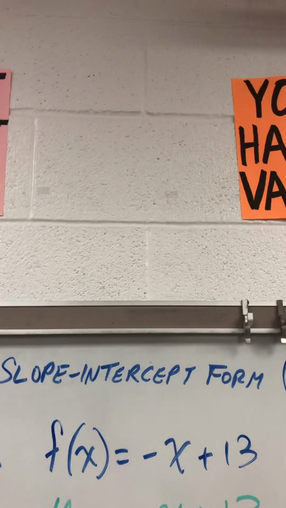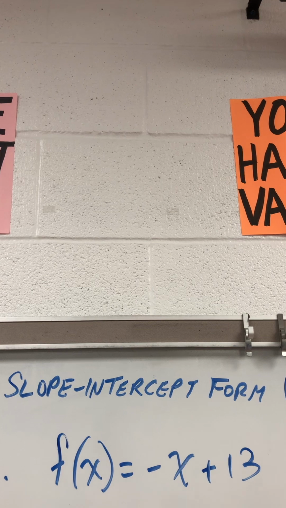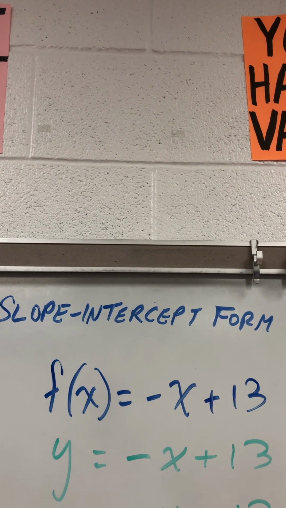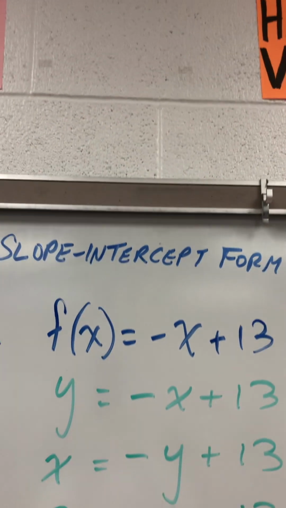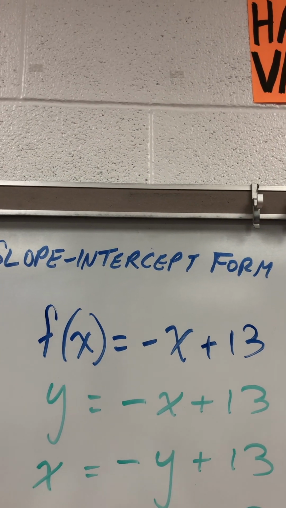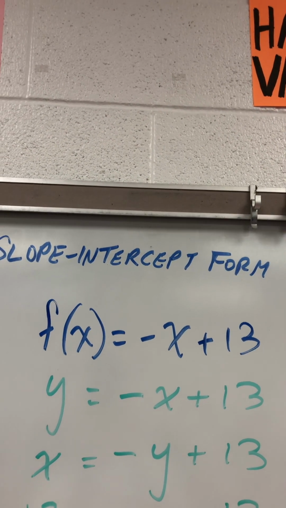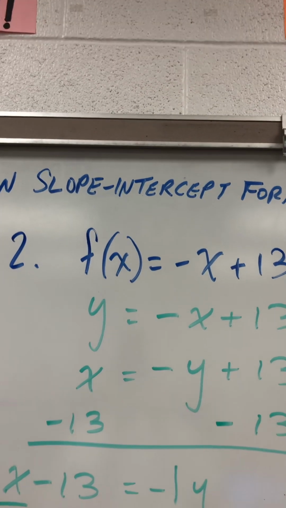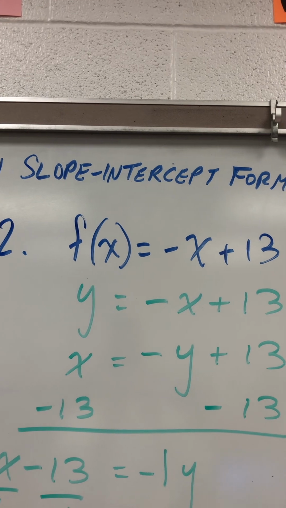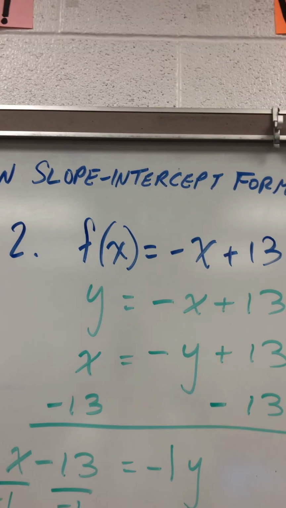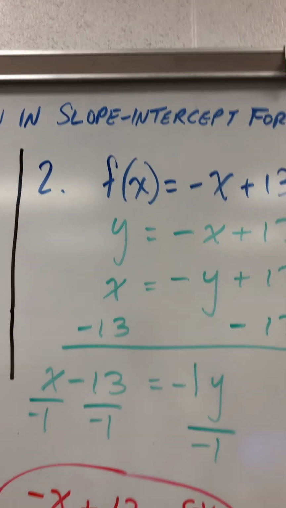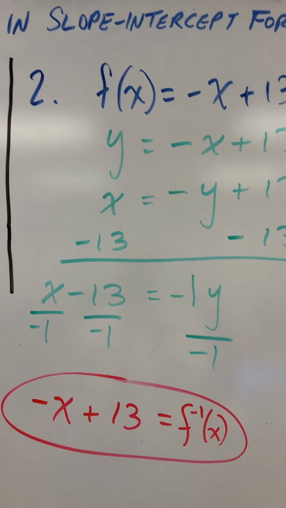F of x equals -x plus 13. Y equals -x plus 13. Switch the x and the y. X equals -y plus 13. Subtract 13 from both sides. You get x minus 13 equals -1y. Divide by -1. And you get -x plus 13.